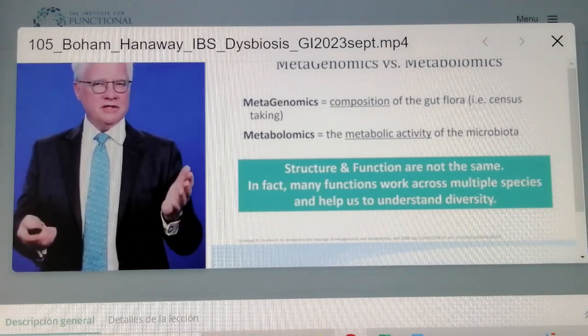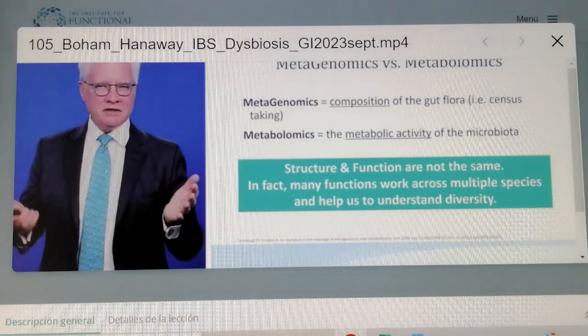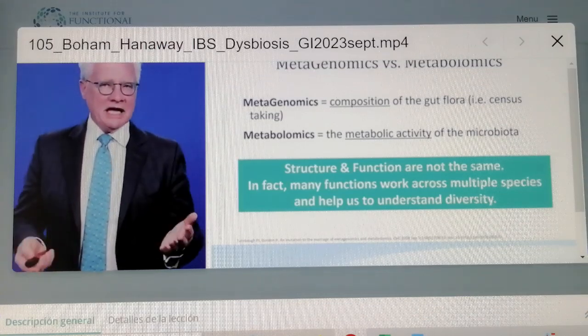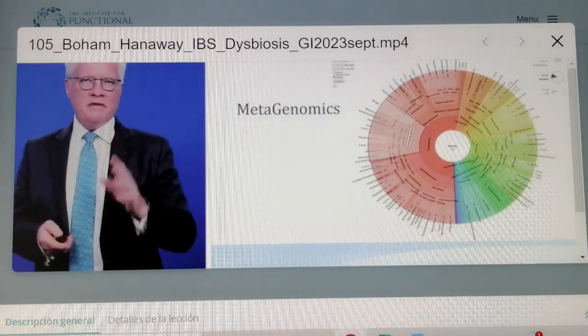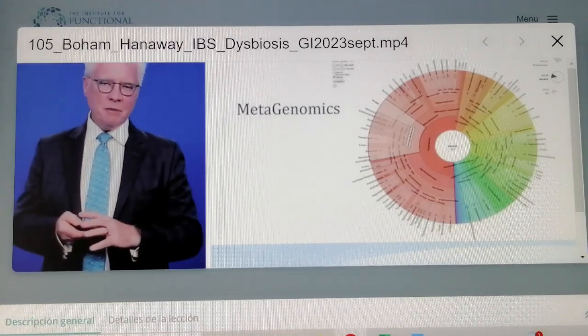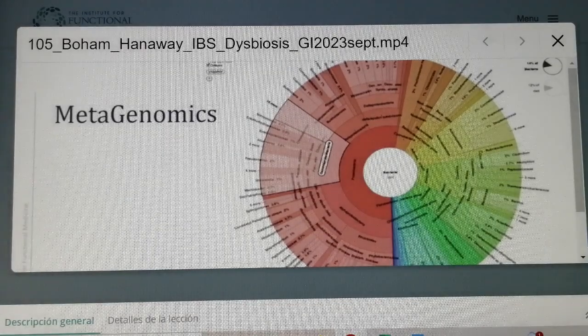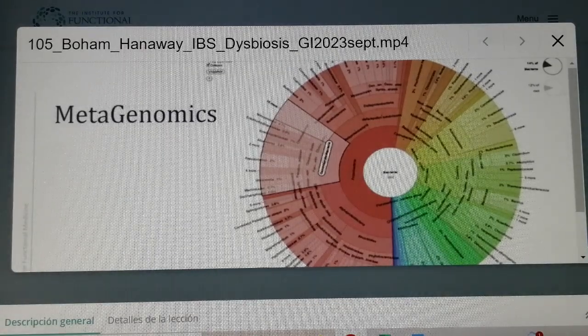The composition is giving us an idea of where imbalance is, but the way it's playing out is what I really care about. And here's an example of a metagenomic picture that looks at the phyla, the genus, the families, the genus, the species, and the strains that are there.